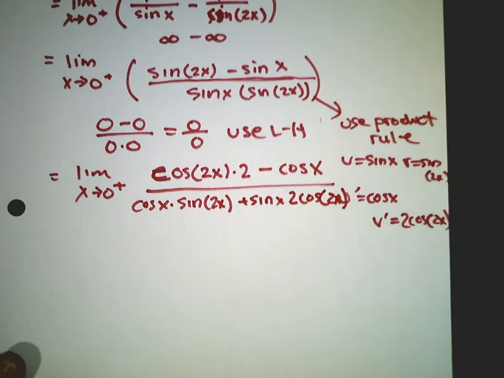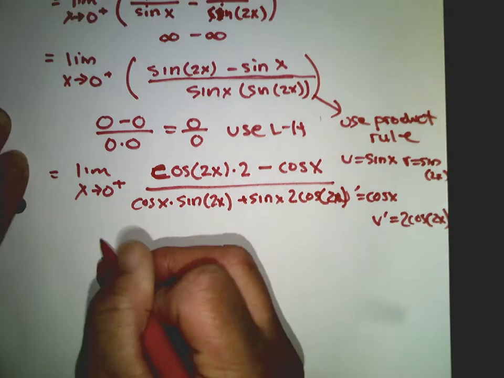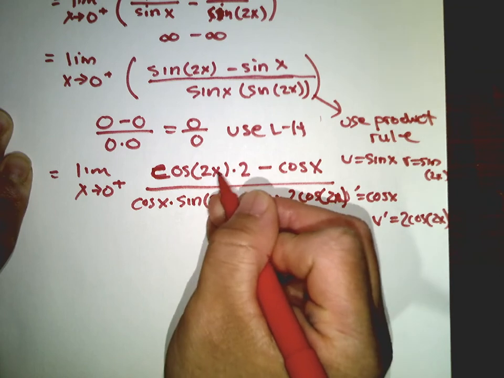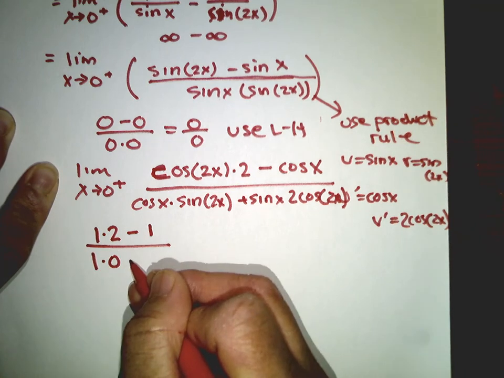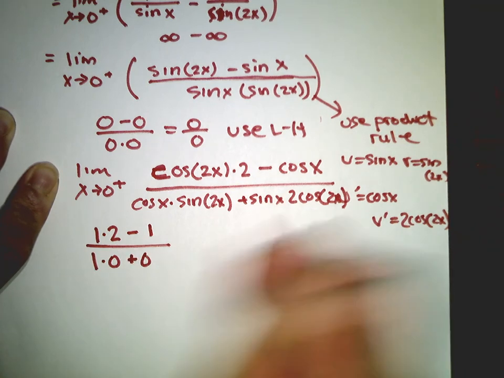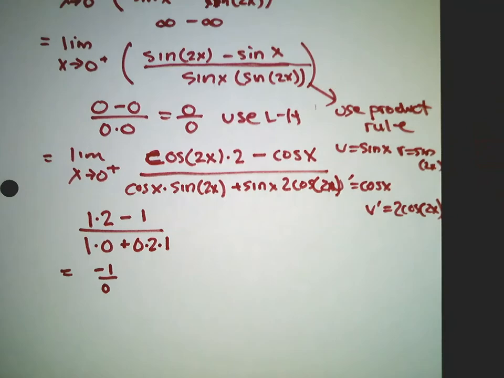So what do we have here? Well, cosine of 2 times 0 is 1, so 1 times 2 minus the 1 over 1 times 0 plus, then we have sine of 0 and then times 2 times 1, so we have, well, that will be negative 1 over 0. So what are you going to do here? Well, you know that you can't actually substitute the 0 in directly, but if you substitute a number that is really close to 0 in here, then what do you know will happen here?